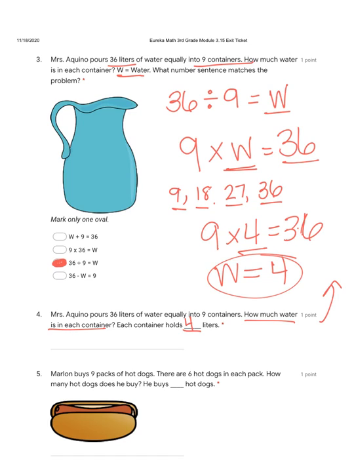Number 5, Marlon buys 9 packs of hot dogs. There are 6 hot dogs in each pack. How many hot dogs does he buy? He buys blank hot dogs. So we don't know the total number of hot dogs. Since we don't know the total number, that means we need to multiply to find the total number. So he has 9 packs of hot dogs, and there are 6 hot dogs in each pack. And I'm going to use the letter H for the total number of hot dogs. 9 times 6 equals H.